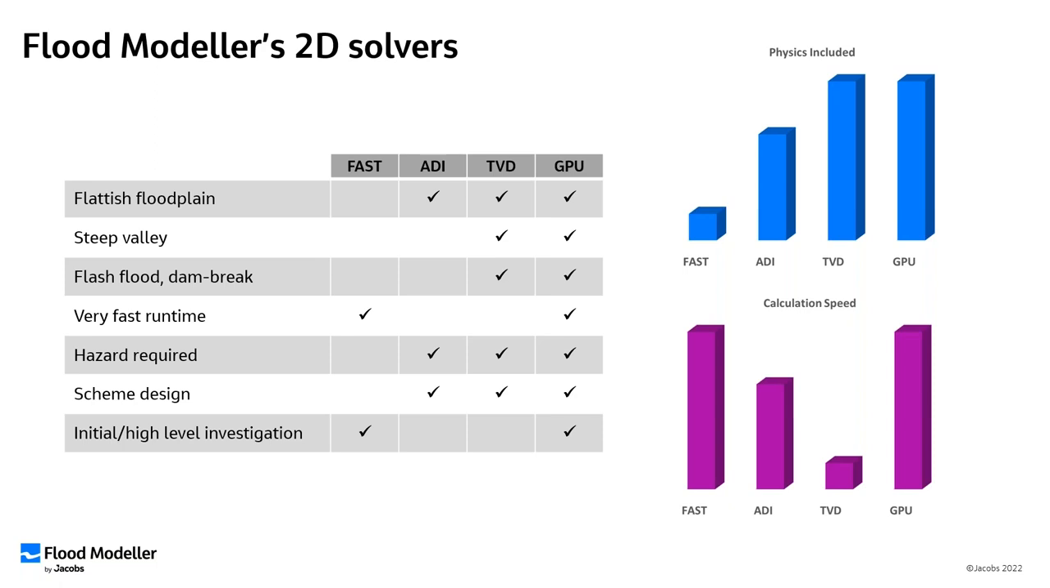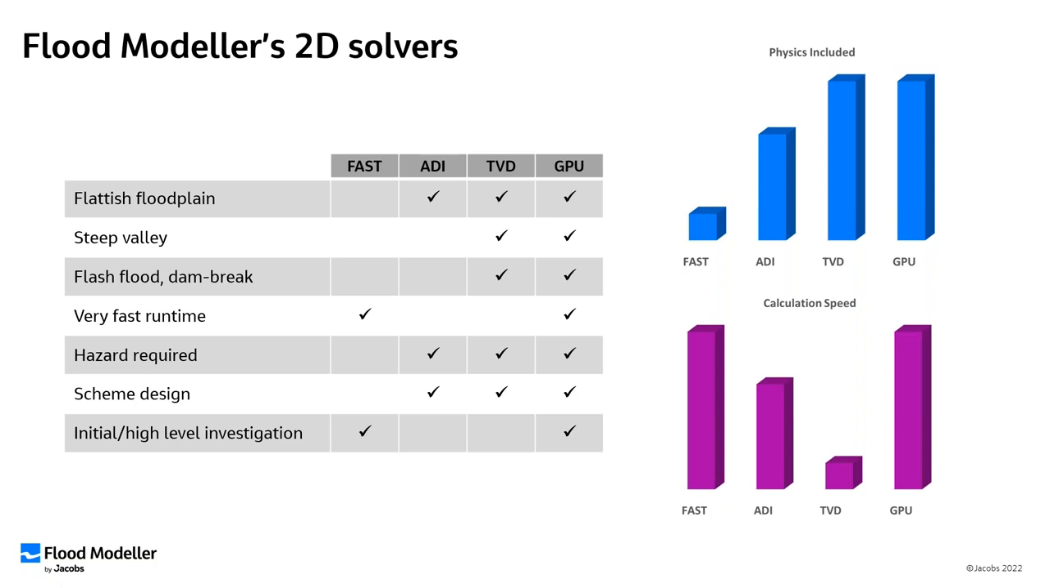TVD as an alternative has even more physical components to it. And it can be used basically in any situation. It can be used on flat floodplains, steep valleys, or areas where you've got water shocks or levee break or anything like that. The reason you might not want to use TVD on a flat floodplain in comparison to ADI is that TVD does require a smaller time step to run stably, so it takes a bit longer in CPU. So you might want to balance the two solvers off depending on your situation, but really easy to do that in Flood Modeler. Final column there in the table, we've got GPU.